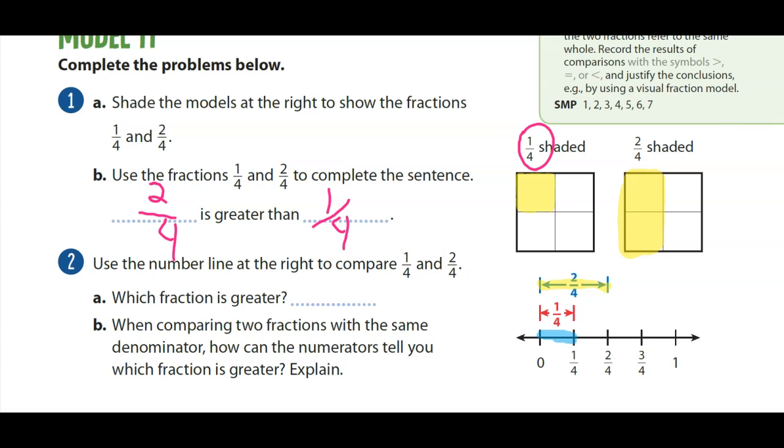Okay. It says use the number line to the right to compare. Which fraction is greater? We just said it. 2/4. When comparing 2 fractions with the same denominator, you're just looking at the numerators. So look, I have 1/4 and 2/4. They both have the same denominator, right? Then I'm just looking at the numerators, which are these. So then yes, 2 is greater than 1.